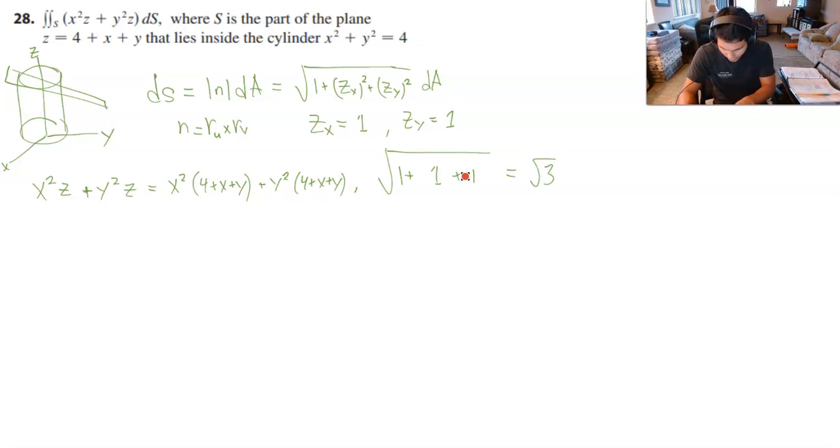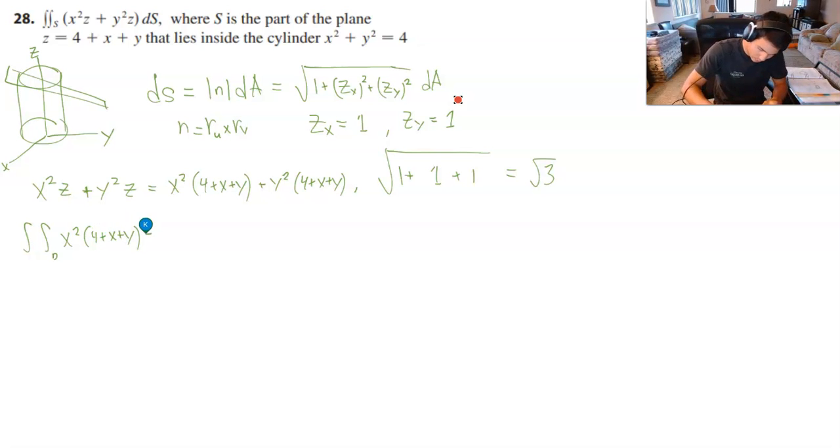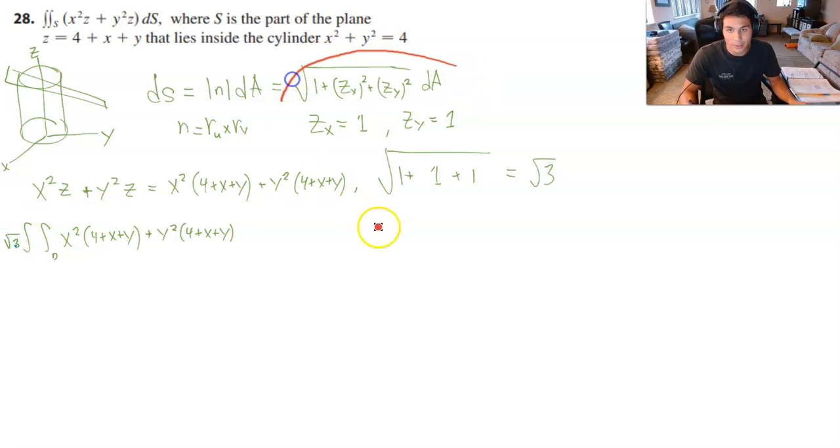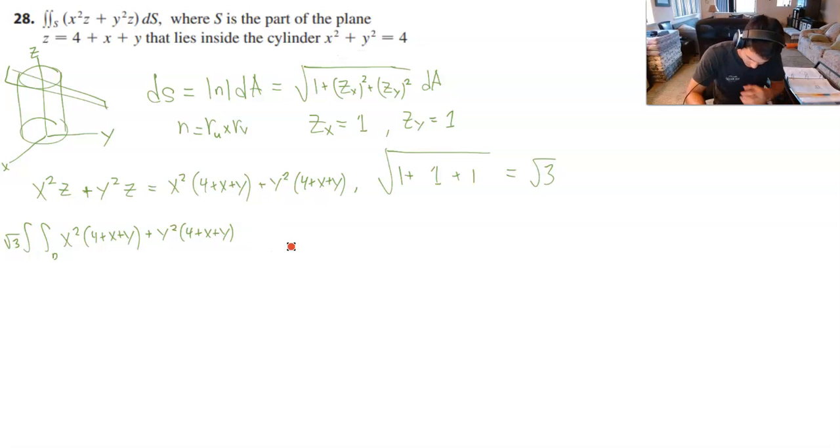Okay, so now we can rewrite our integral. It's going to be this double integral over some region D, because I'm changing from dS to n dA, or square root 3 dA. And it's going to be x squared times (4 plus x plus y), plus y squared times (4 plus x plus y). I'm going to put the square root 3 in front, because it's just a constant, but the formula would have it in the back next to dA. Actually, instead of calling it dy dx, let me just call it dA for now.